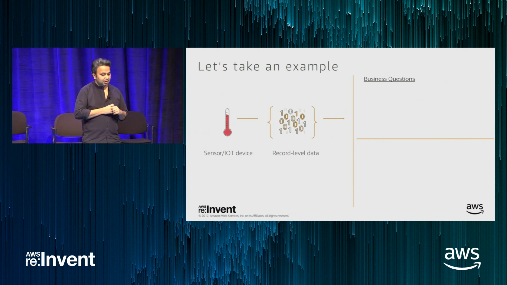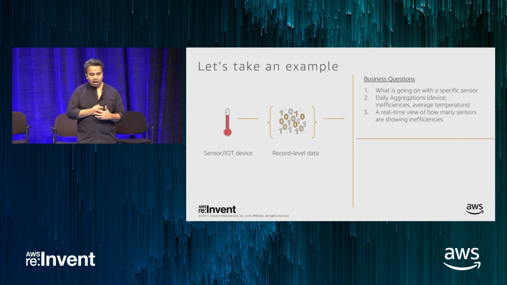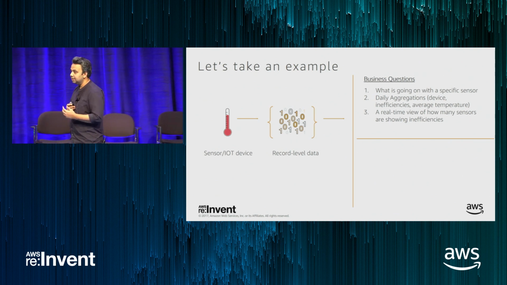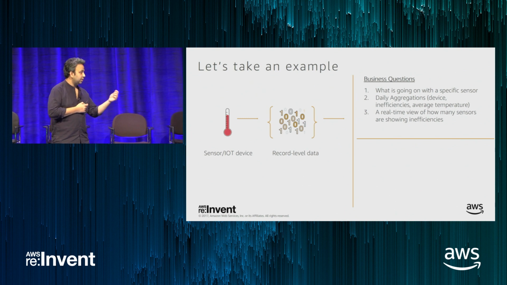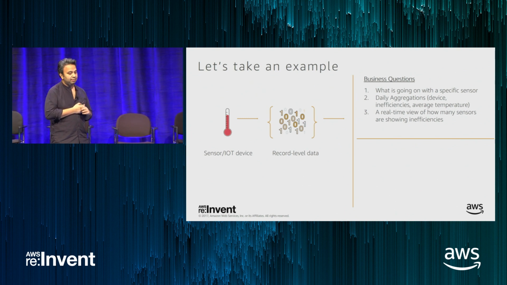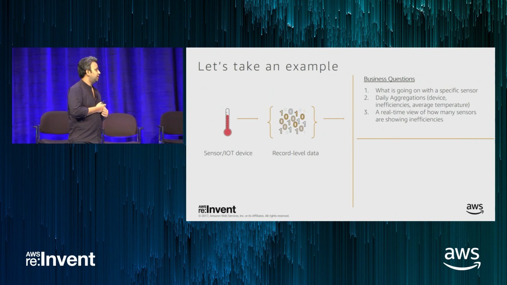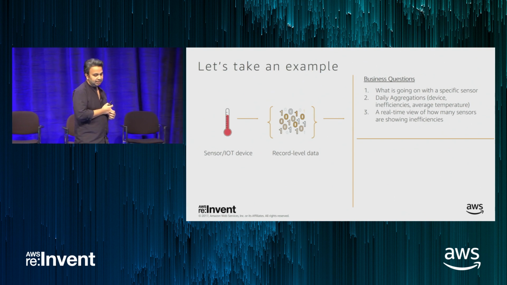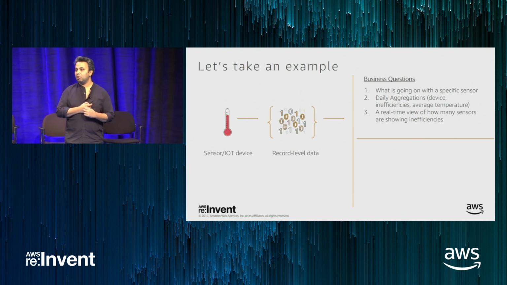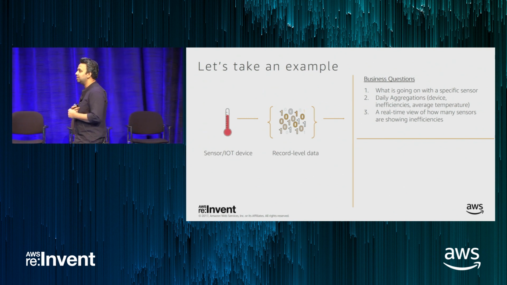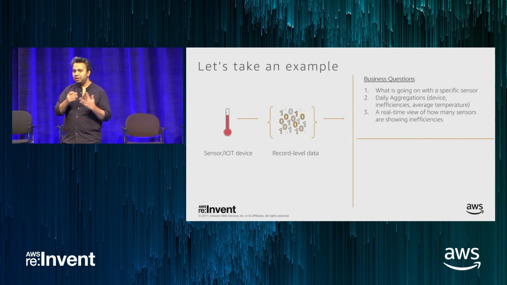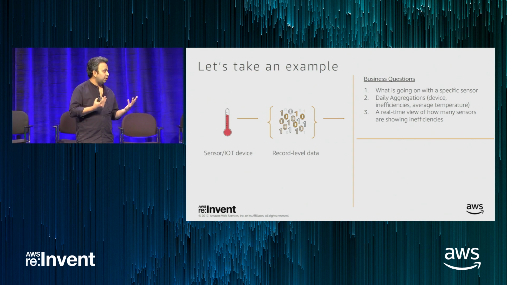So I have some sensors, and they produce record level data. Now, what do I want to do with this? I have a lot of business questions that I want to ask this data. Like, what is going on with a specific sensor? That's real-time, that's granularity at a record level. I want daily aggregation that tells me all the device inefficiencies that are there. Tell me the average temperatures across a device across a particular region. Or give me a real-time view of how many sensors are really failing. These are probably the right questions to ask if you were an IoT company.